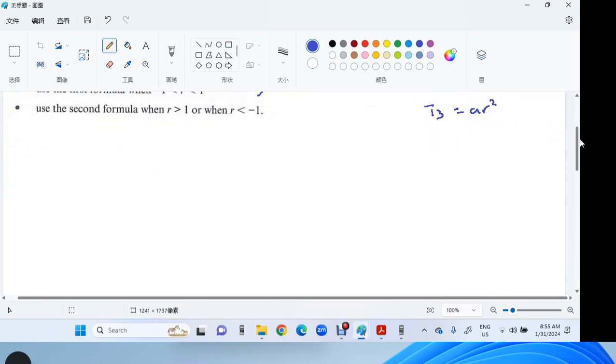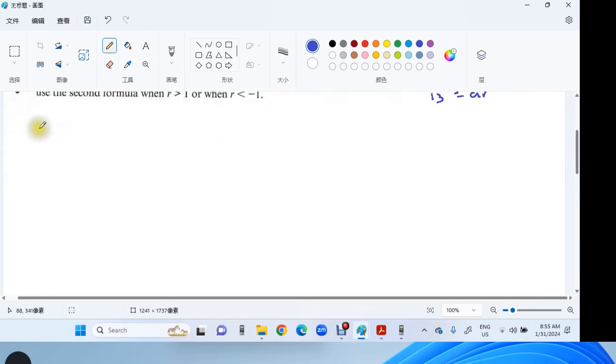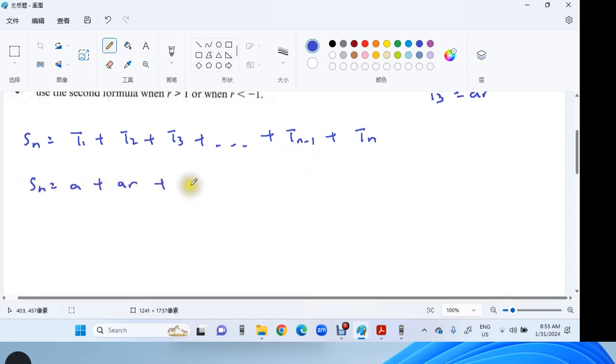Now I would like to show you how to get the formula for Sn. We know that Sn is the first term plus the second term plus the third term until the nth term, and this one will be the n minus 1 term. So this is a plus ar plus ar squared, until the last terms ar to the power n minus 2 and ar to the power n minus 1. This will be the first equation.